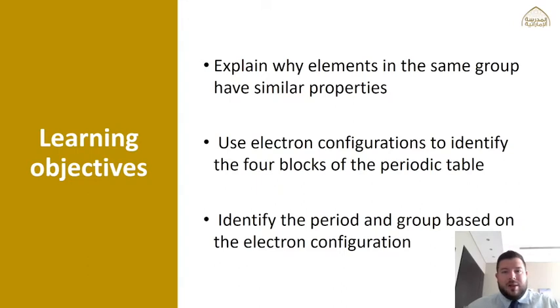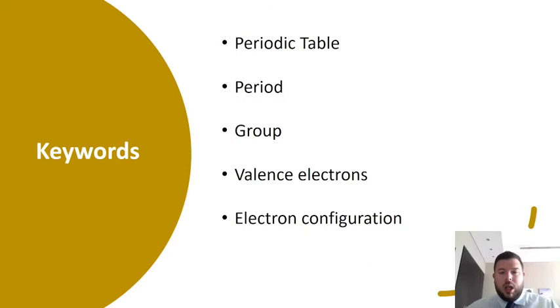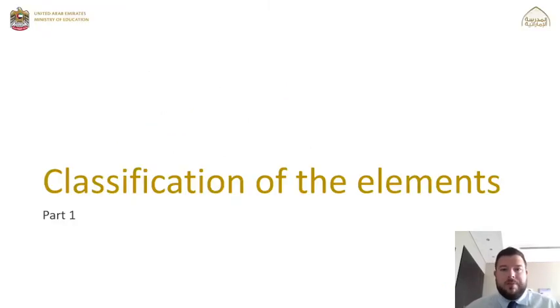Objectives for the lesson are to explain why elements in the same group have similar properties, use electron configurations to identify the 4 blocks in the periodic table, and finally identify the period and group based on the electron configuration. Keywords for this lesson are as follows: periodic table, period, group, valence electrons, and electron configuration. I'm hoping you're familiar with all of those words and you've come across them in some form previously.